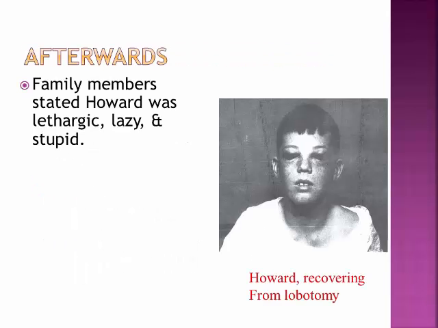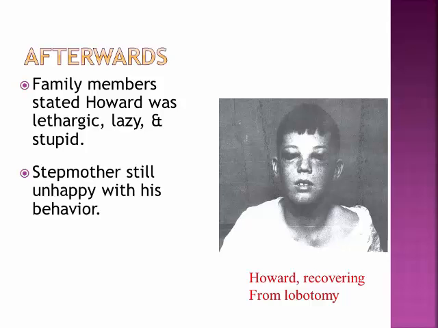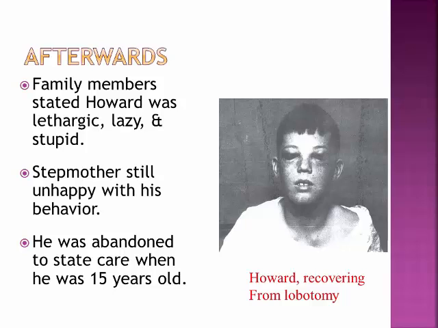Later, family members stated that Howard was lethargic, lazy, and stupid. One aunt said that he acted like he was permanently sedated. Yet his stepmother was still unhappy with his behavior and reported that he continued to behave erratically. In 1963, Howard was placed into juvenile penitentiary. Afterwards, he was transferred into an asylum and eventually put into a boarding school for the mentally ill. At 15, he was abandoned to state care by his family.